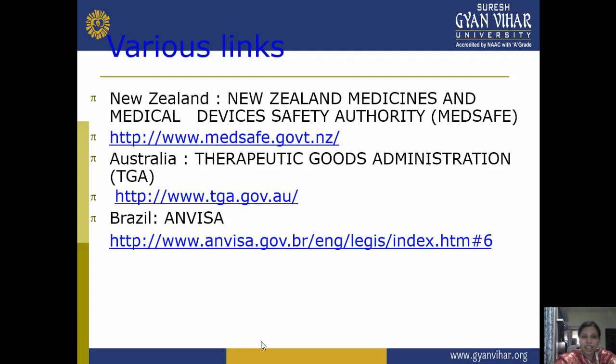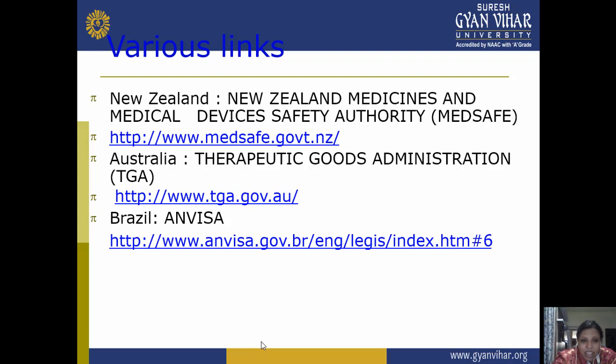If you want to see the guideline of New Zealand, there is the Medicines and Medical Devices Safety Authority, MedSafe. The link is http://www.medsafe.gov.nz/. Similarly, for Australia, there is the Therapeutic Goods Administration, TGA. The website link is http://www.tga.gov.au/.